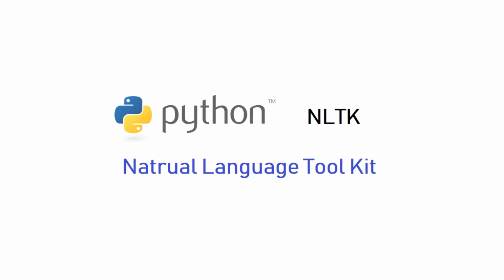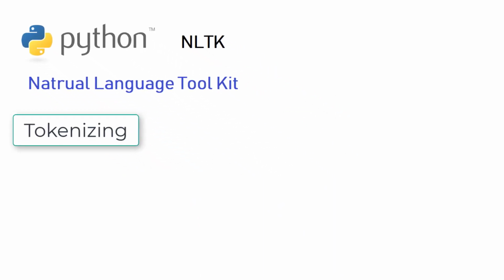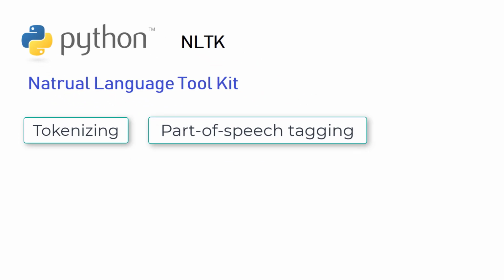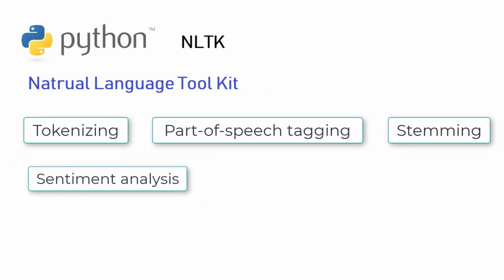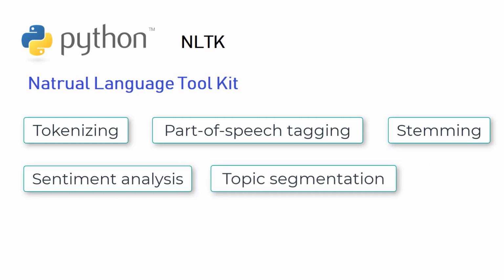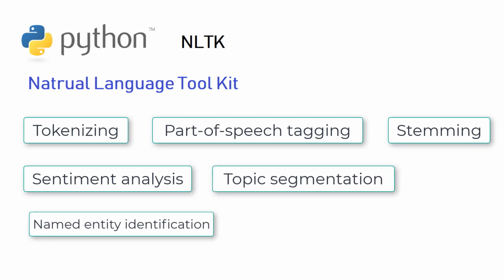The most widely used algorithms, including tokenizing, part-of-speech tagging, stemming, sentiment analysis, topic segmentation, and named entity identification, are included in NLTK. The NLTK library provides assistance to the computer in analyzing, pre-processing, and comprehending the written text. We will implement the text mining concepts using this library.